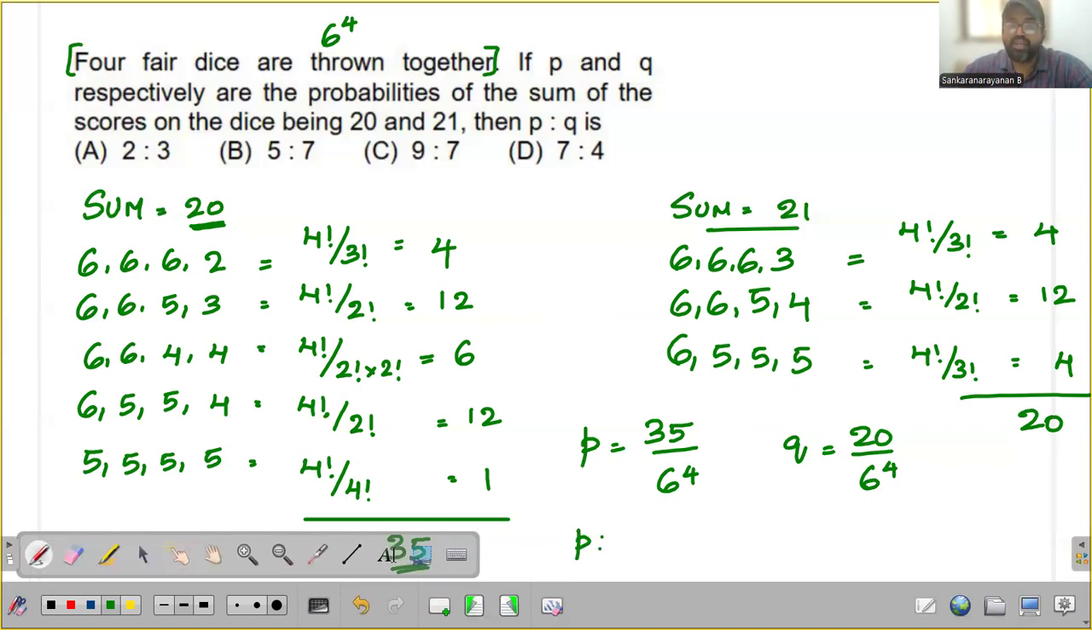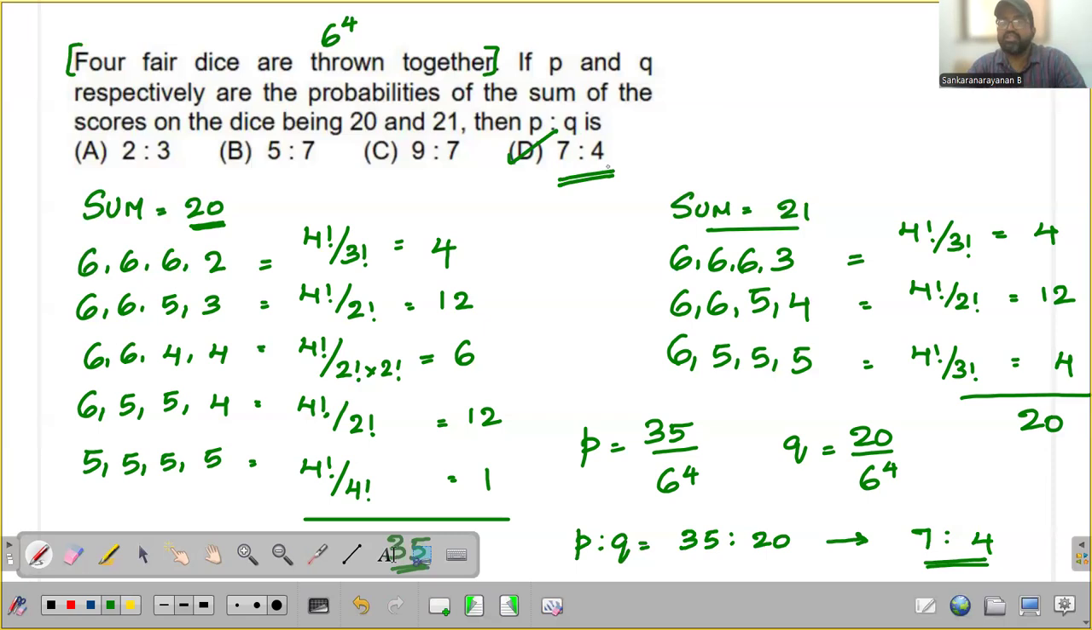Okay, so when you do P is to Q, the 6 power 4 will get cancelled off. 35 is to 20 it will come. Common factor 5 if I take out, I can say this comes as 7 is to 4. So looking at the options, option D reads 7 is to 4. And yes, that is going to be my answer here. Okay, option D, 7 is to 4.